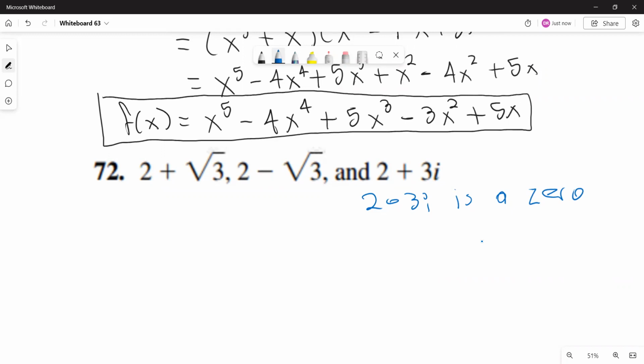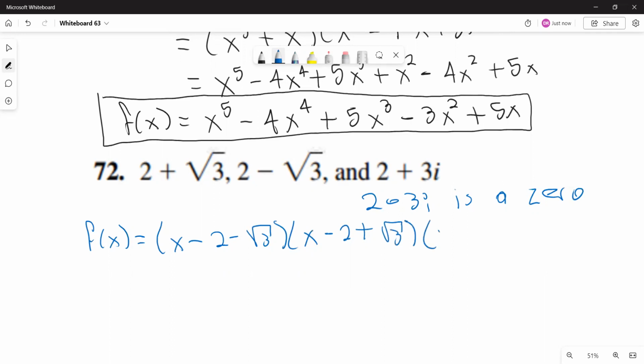So initially we have that f of x. We're going to start by writing in factor form. That's x minus 2 minus square root of 3, times x minus 2 minus negative square root of 3, that's plus square root of 3, times x minus 2 minus 3i, times x minus 2 plus 3i.